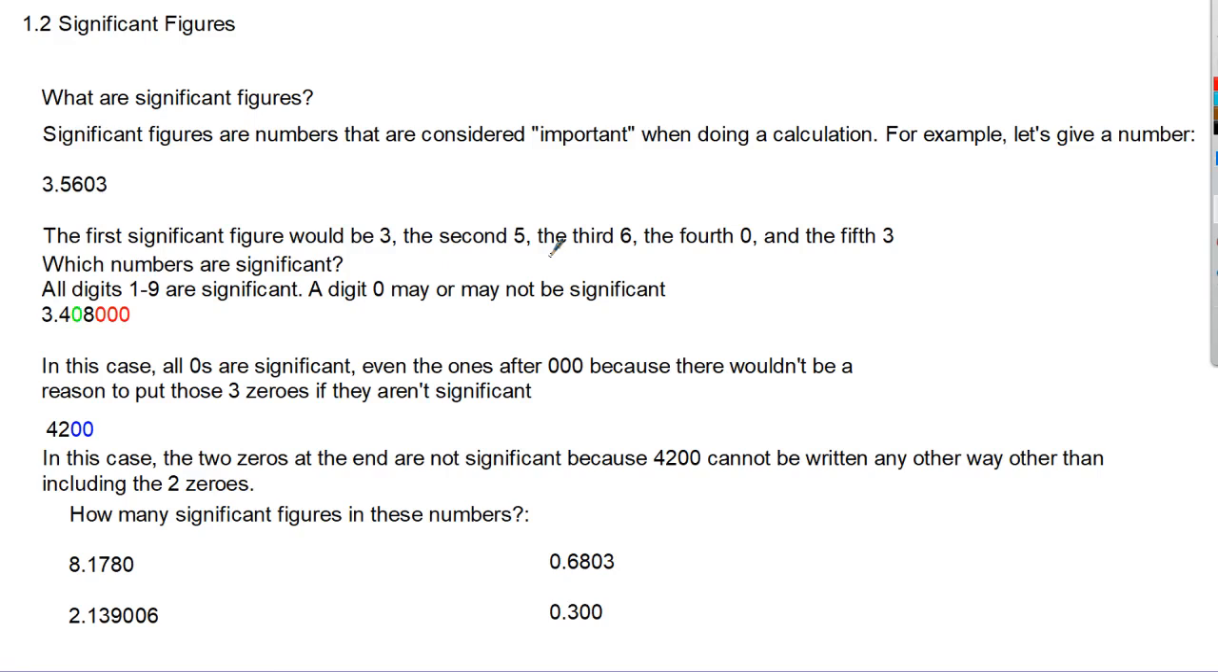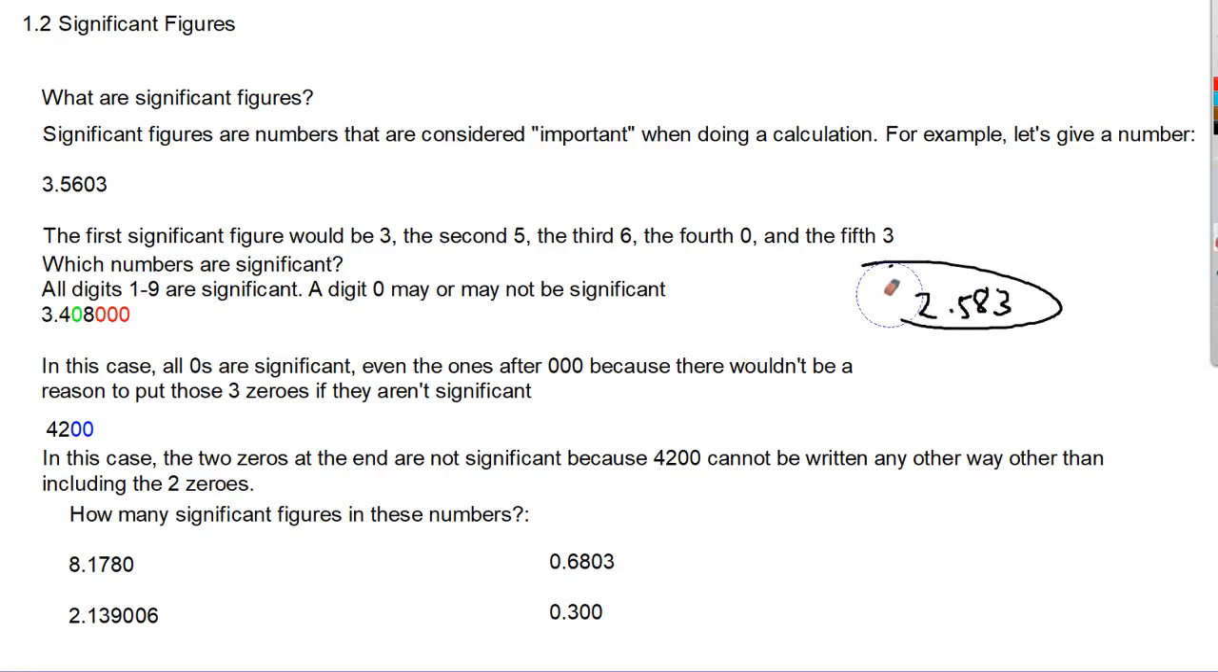And what are they? They are the numbers that are considered important when doing a calculation. This one's specifically for a calculation, but really what significant figures are is what I just said. For example, this number has 5 significant figures because it has 5 digits, and I'll give you the rules. All numbers 1 to 9 are significant. So if I had 2.583, they're all significant. 2.583 has 4 significant figures, because there are 4 numbers.